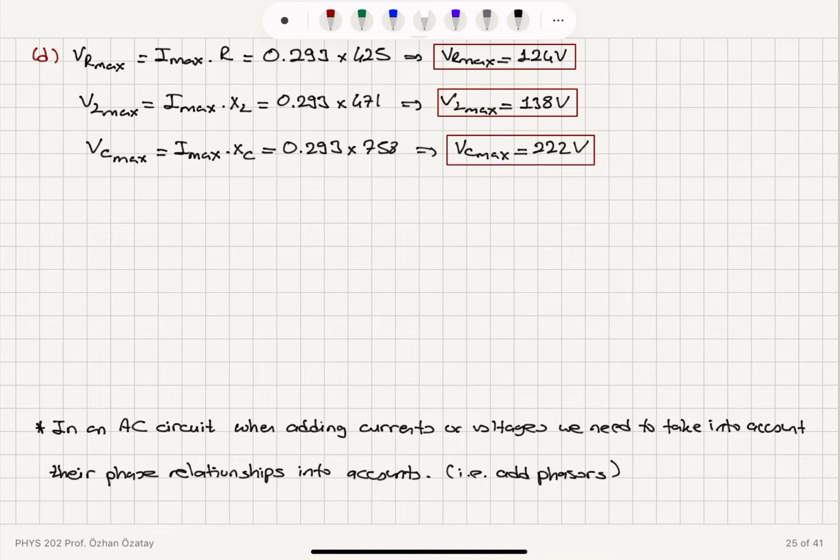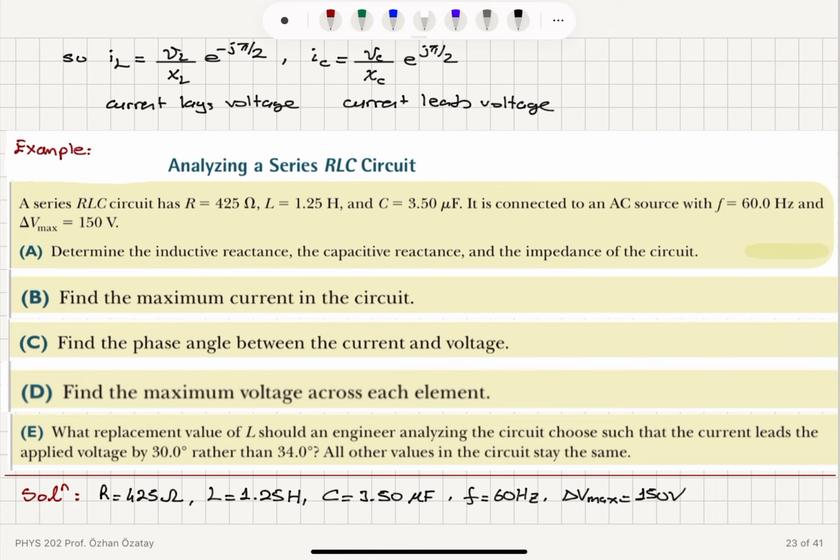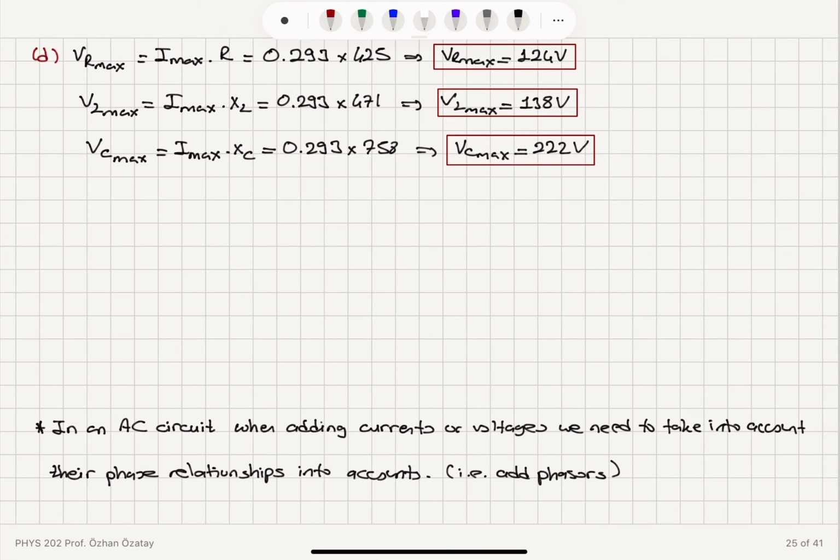Okay, so let's look at part E. What replacement value of L should an engineer analyzing the circuit choose such that the current leads the applied voltage by 30 degrees rather than 34 degrees? All other values in the circuit stay the same. So we want to change the phase angle between the current and the voltage.